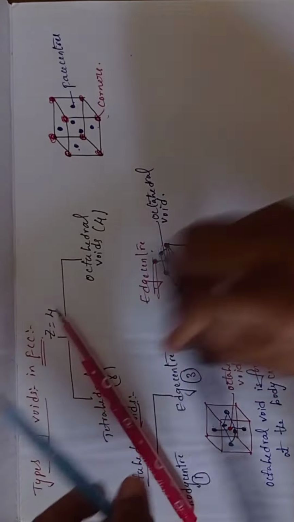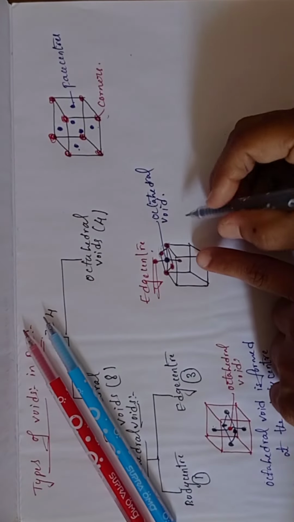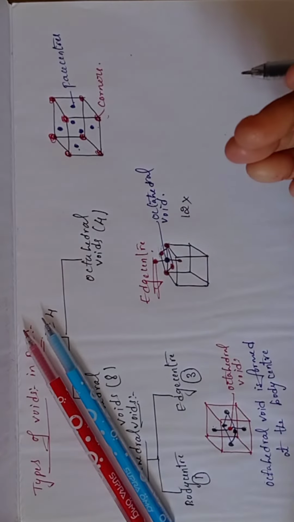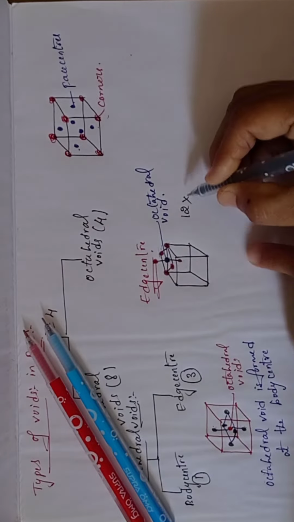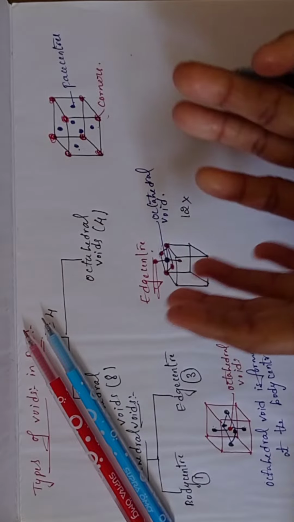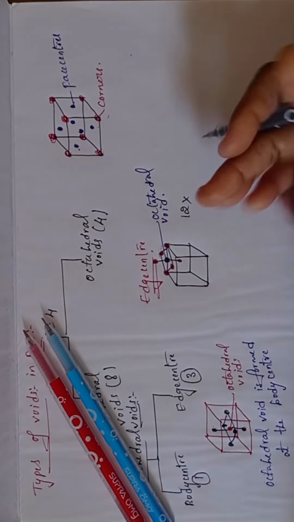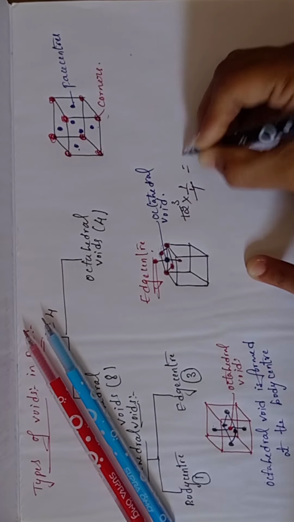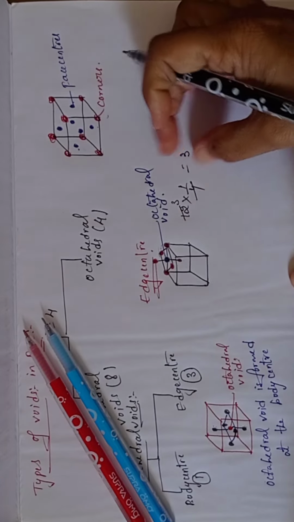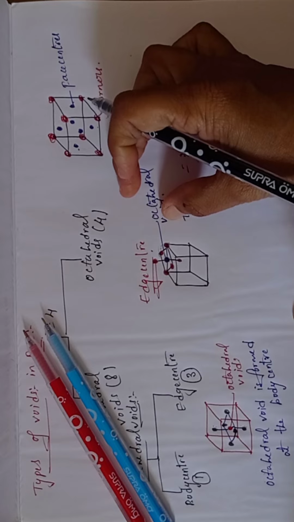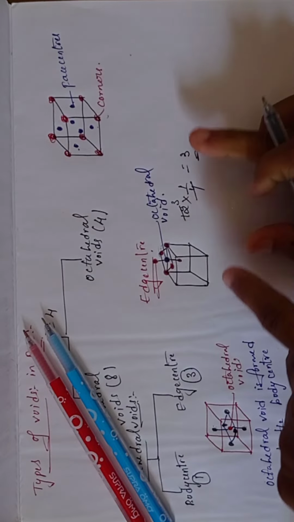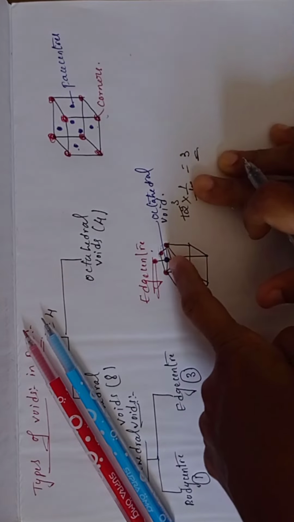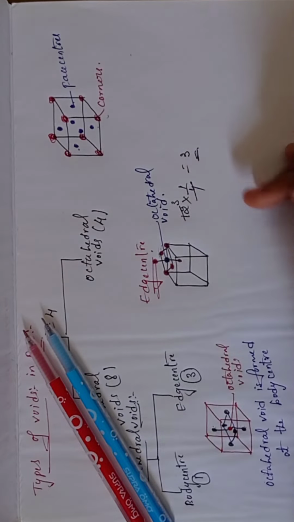Now see how to find. So total how many edge centers, students? Total edge centers 12. Total edges 12 will be there. Edge centers 12 will be there. And each edge center contribution is how much? Each edge center contribution is 1/4. 12 × 1/4, then how much will you get? 3 you will get. That means 3 octahedral voids we can observe at the edge centers in the FCC structure, students. Clear this one? Octahedral void is formed.